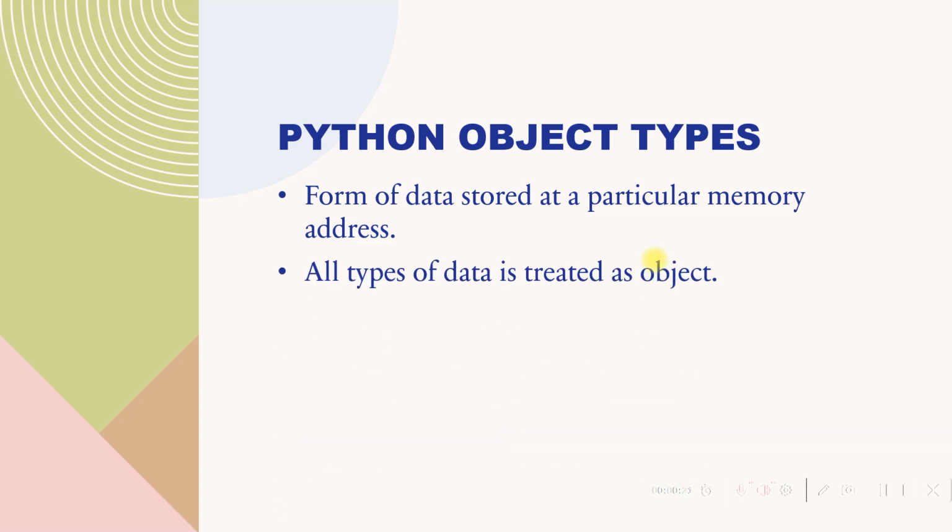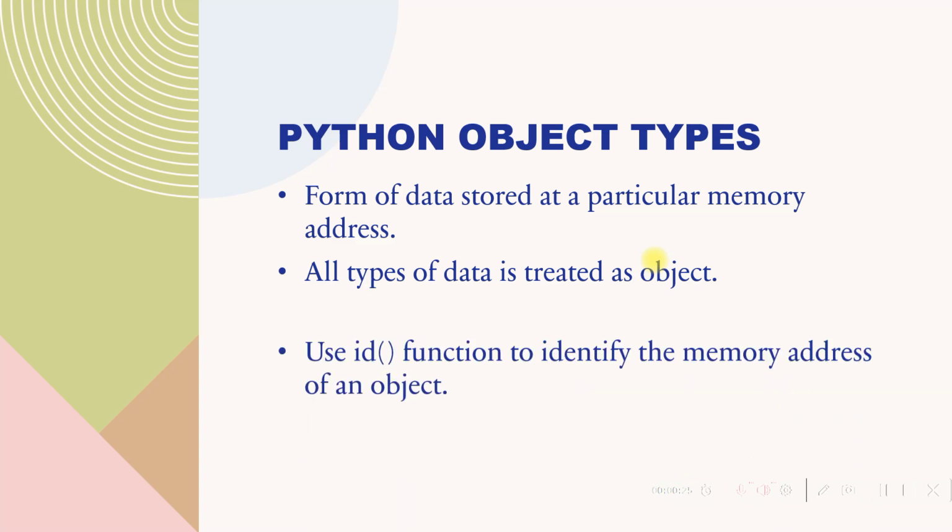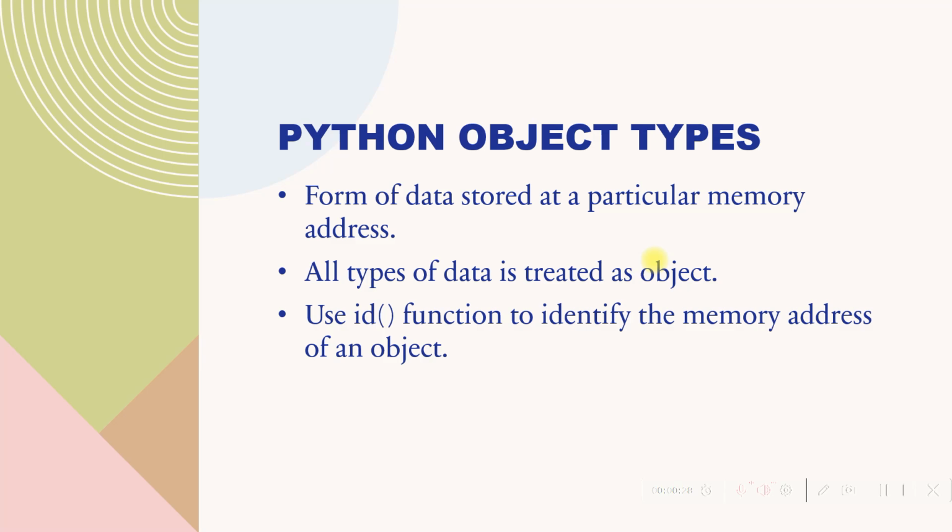And in Python, all types of data are treated as an object. We can identify the memory address of the object using the id function. So this we have already seen in our previous session.